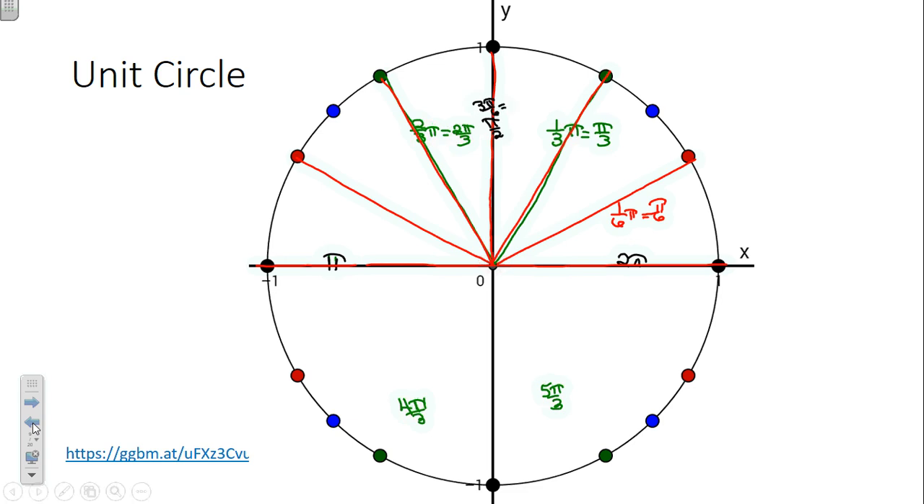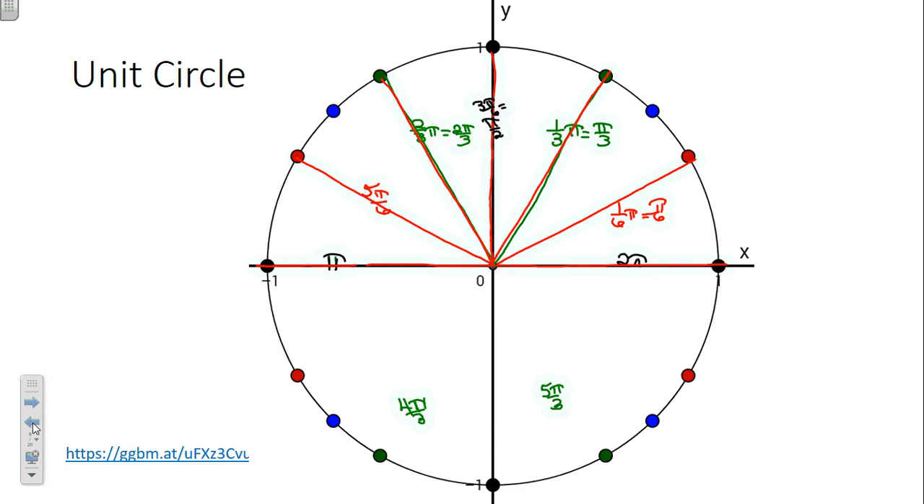Okay, my next one is 4 pi over 6, which reduces to 2 pi over 3. How many pi's over 6 here? 5 pi over 6. And how many pi over 6 is here? 6 pi over 6. 6 pi over 6 is the same thing as pi.